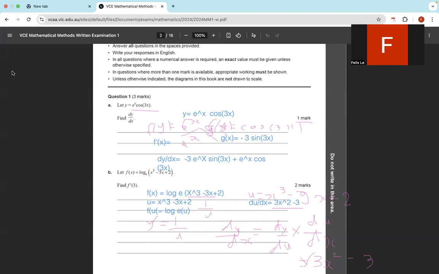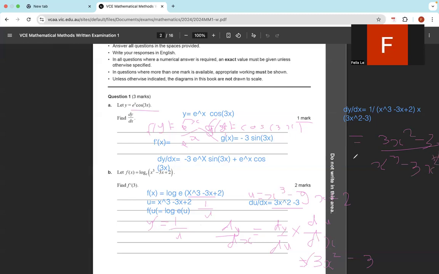Now, all we need to do is substitute our value of u in. So therefore, using this logic, we have dy/dx equal to 1 over x^3 - 3x + 2, times 3x^2 - 3. So by default, our function is (3x^2 - 3) over (x^3 - 3x + 2), and that will be our derivative function.